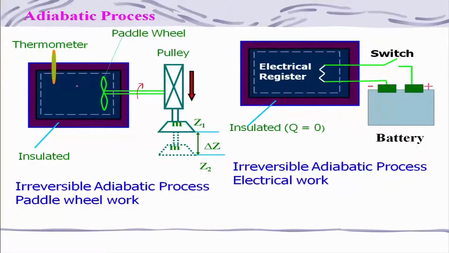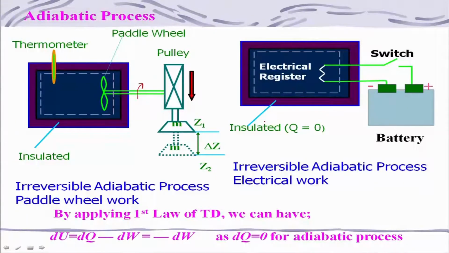Let us consider electrical resistors, where some work is done by the surroundings on the system whenever we put the switch on, and it is insulated. So no heat is going out, and this process is taking place adiabatically. It is an irreversible adiabatic process, during which electrical work is being done. We can apply the first law of thermodynamics, that is dU = dQ - dW, and dQ is 0 because it is an adiabatic process. Therefore, the work done is equal to the change in internal energy. In this case, the internal energy of the system will be increasing.